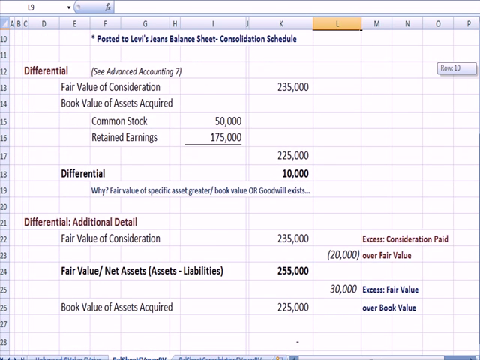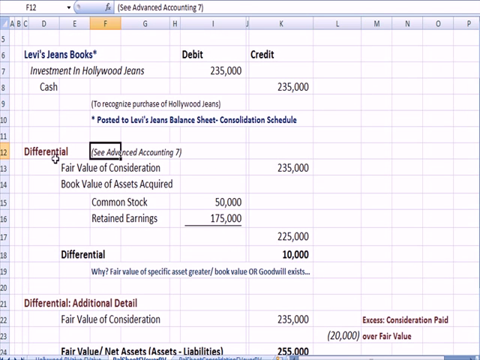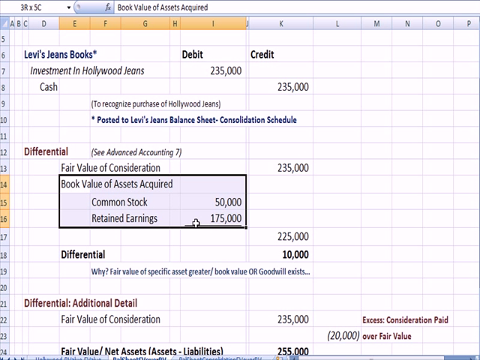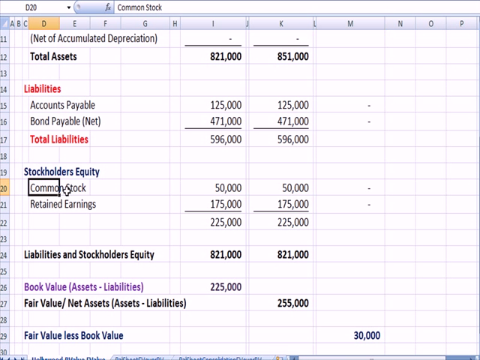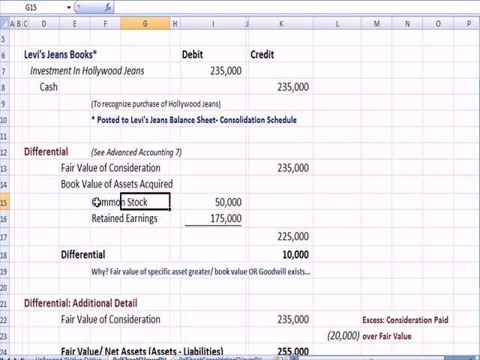We first defined the differential in Advanced Accounting 7. And we set up the entry the same way. We've got the fair value of the consideration, which is simply the cash that we paid for the asset. And we look at the book value of the assets that we acquired. If we flip back to the first schedule, the book value, there's our common stock and retained earnings for a total of $225,000. So our differential, the fact that fair value is greater than book value, is $10,000.